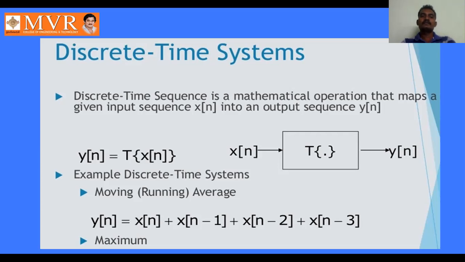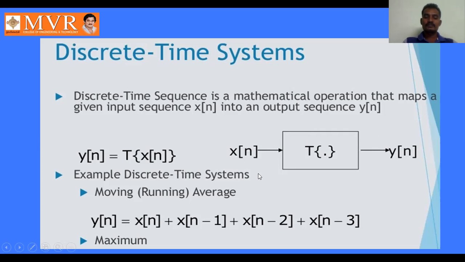So here a discrete time system is a mathematical operation that maps a given input sequence x[n] into an output sequence y[n]. Mathematically it is represented as y[n] = T{x[n]}. So this is some function. It will take x[n] as the input and give y[n] as the output. Here x[n] and y[n] both are sequences. Why? Because it is a discrete time system.